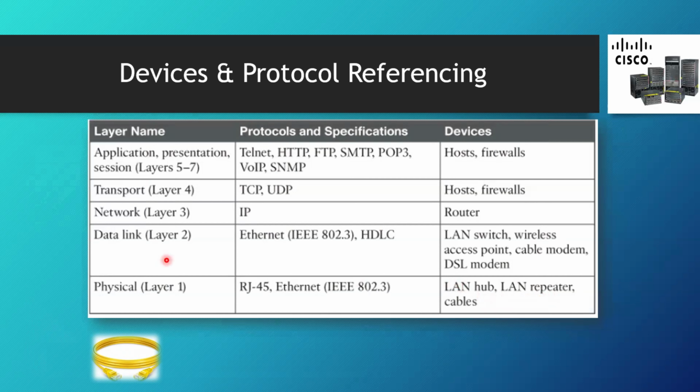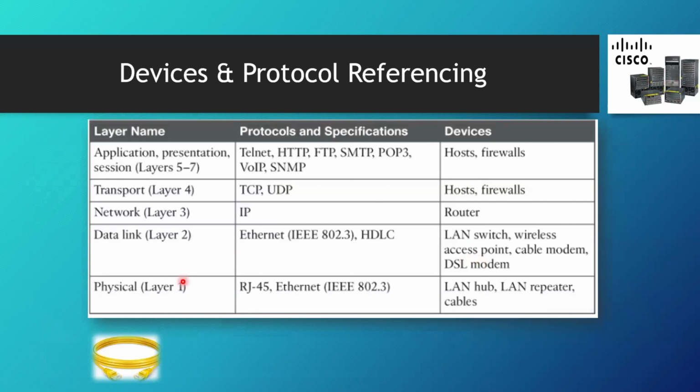Then we go to layer 2. As part of layer 2, we have the Ethernet standard, and also HDLC, High-level Data Link Control protocol, and PPP, Point-to-Point Protocol. There are many others, but at a minimum we have Ethernet and HDLC protocol. They are part of layer 2. HDLC is a wide area network protocol. In terms of devices, LAN switch, wireless access point, cable modem, DSL modem, all of them are part of layer 2.